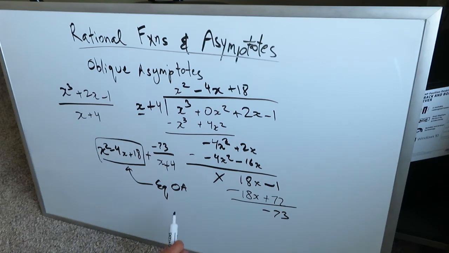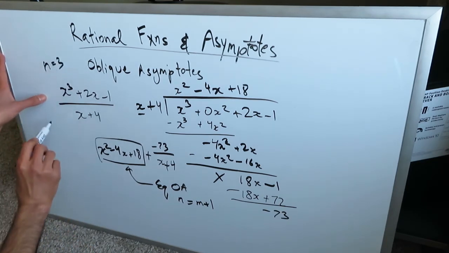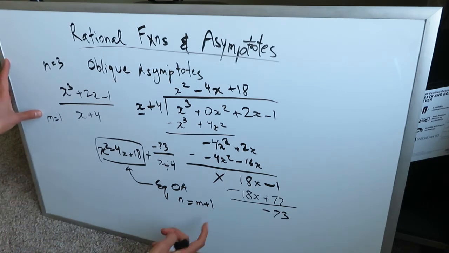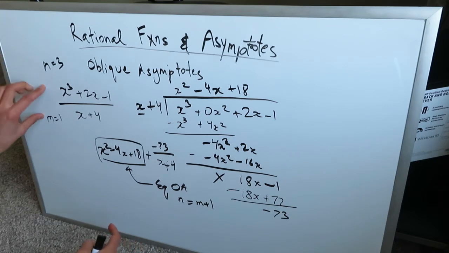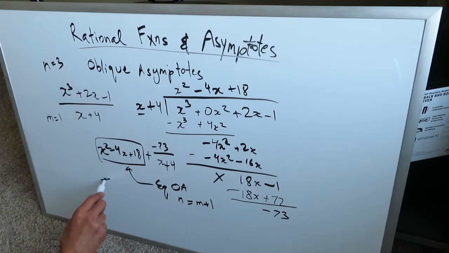But again, remember I told you specifically before that the value of n must be 1 more than the value of m. But look over here. In the rational polynomial, my value of n was actually a 3. But here my value of m was a 1. N is not 1 more than the value of m. It's actually 2 more than the value of m. And as I alluded earlier, this means it's not a true oblique asymptote.